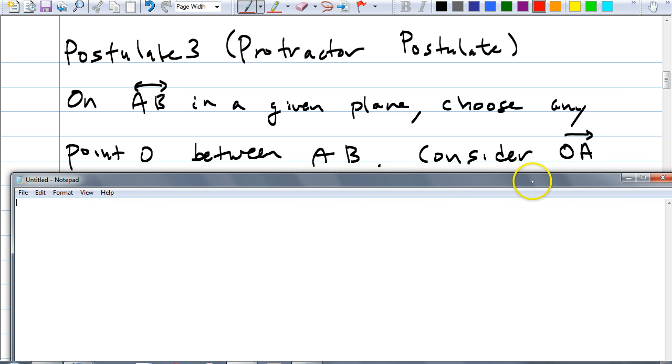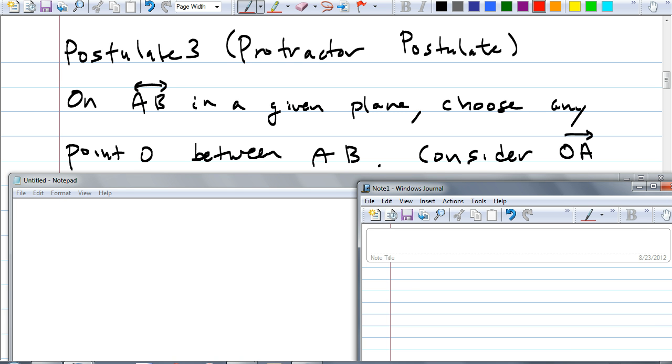Okay, so it says on line AB in a given plane, choose any point O between A and B. Do we know how to do that? Yeah, let's do that together. Let me actually do that for you. Let's draw a line AB. Do we know how to draw a line AB? Is that easy or hard? It's easy, right? Here is A, here is B. Line AB.